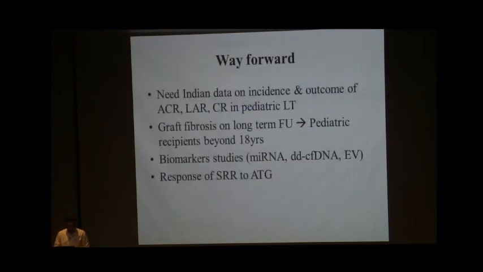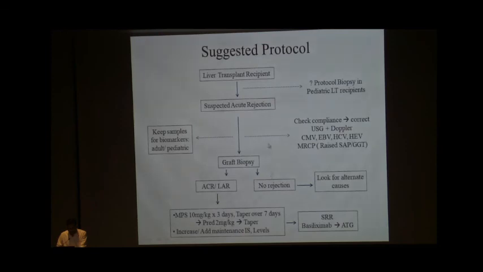So, way forward, we need more Indian data on incidence and outcome of ACR and all forms of rejection in pediatric as well as adult liver transplantation. We need to study the graft fibrosis on long-term follow-up. I didn't show the data, but there is data that the graft undergoes fibrosis at around 18 to 20 years after transplant, especially in pediatric transplant. We need to do the biomarker studies because we have a lot of clinical samples, and we have the basic science expertise, so we should do this. And response of steroid resistant rejection to ATG, because we are using ATG a lot recently.